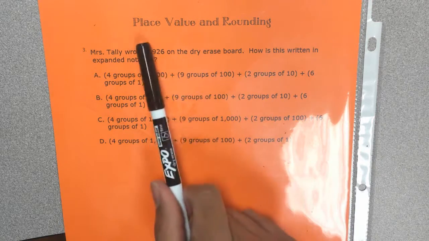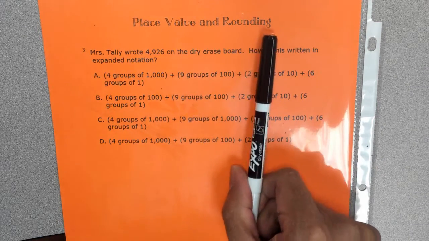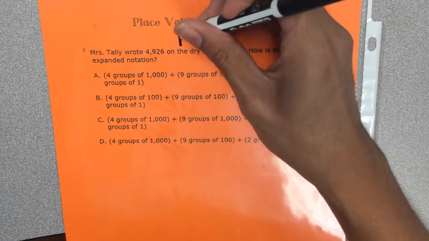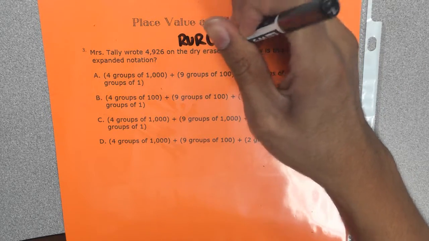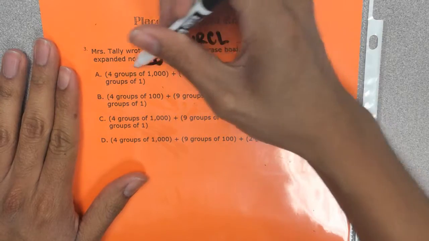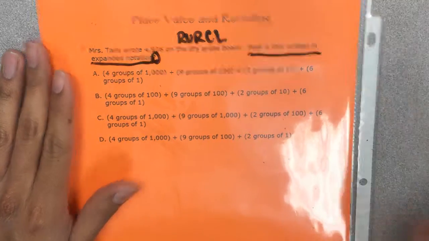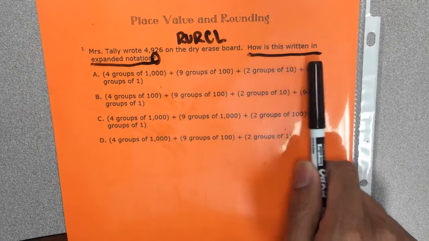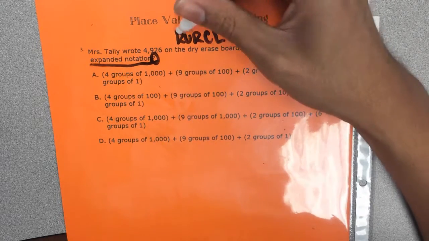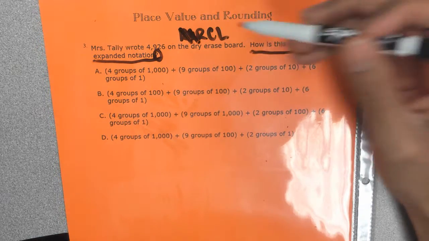Go ahead and take out this paper called Place Value and Rounding. We're looking at the back of it on number 3. Are you reading closely and looking? Circle the question mark and go back to the beginning of that sentence. It says, how is this written in expanded notation? So cross off the R and the U, and let's read the details.